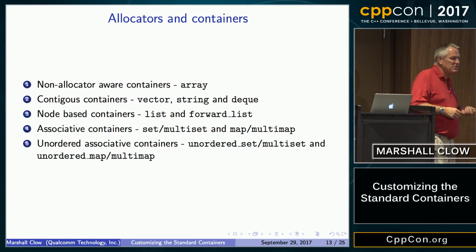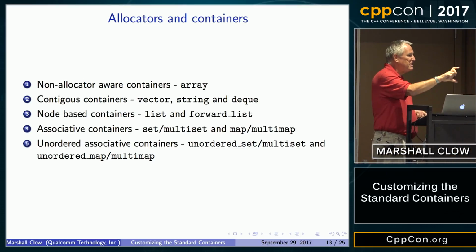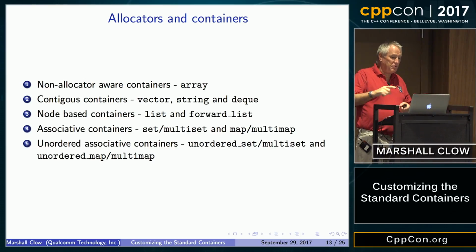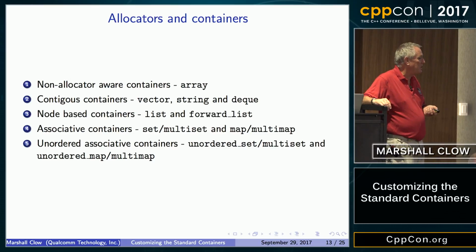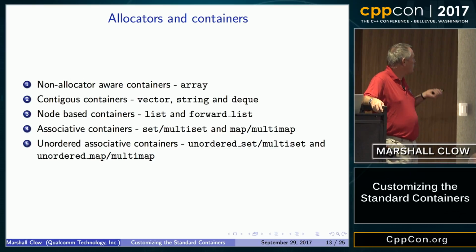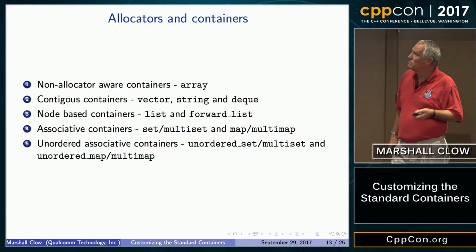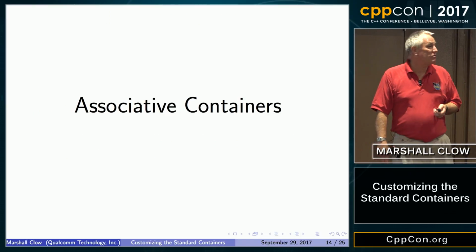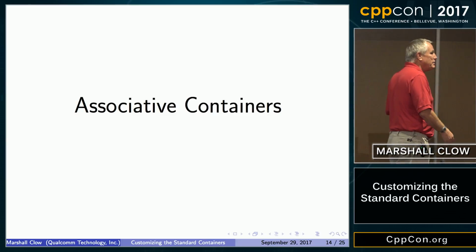Okay, list and forward list are node-based containers, which means that they will allocate nodes that contain a T and some other stuff. Usually for forward list, it's going to be a next pointer. For list, it's going to be a next pointer and a previous pointer. The associative containers are node-based containers as well, as are the unordered associative containers. They allocate nodes rather than just Ts. So that's how they use their allocators. I'm done with allocators. If you have questions about allocators, I'm happy to answer them after we're done.